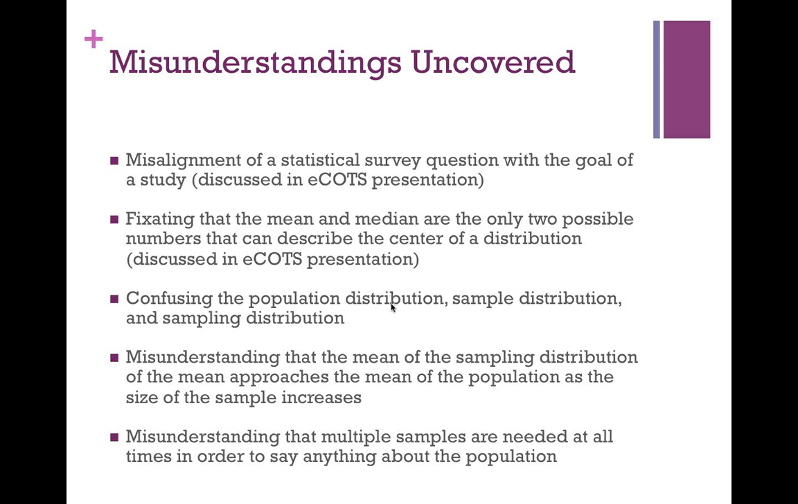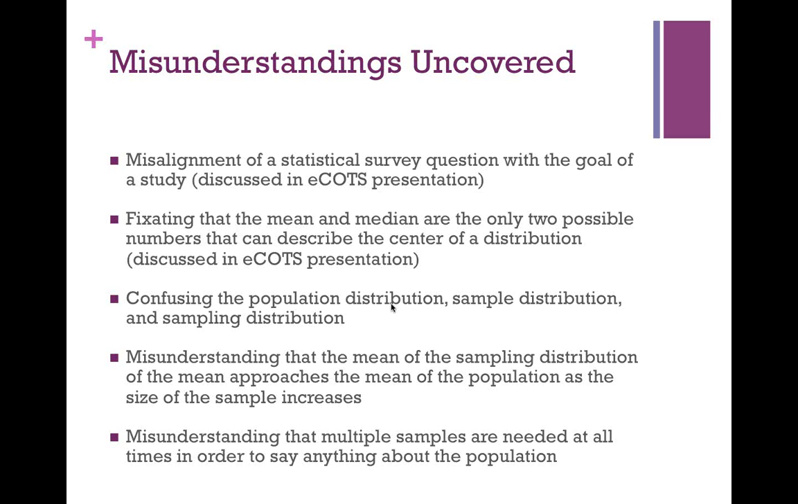Teachers had a really hard time, confusing population distributions, sample distributions, and sampling distribution. They had several misunderstandings about the central limit theorem, and one of the big ones was that they believed that the mean of the sampling distribution approached the mean of the population as the sample size increased. So they were putting this approaching in, which is not in the central limit theorem, let's say.